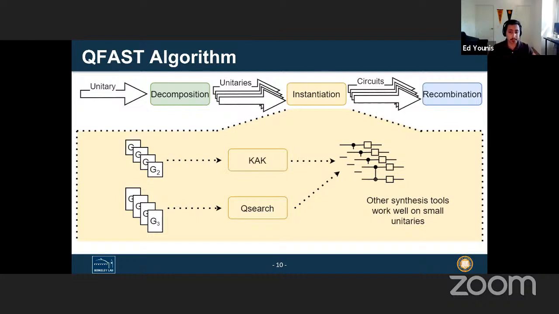This is really cool for a few reasons. One, it makes QFAST composable. We can plug in different tools at this level and gain the properties of those tools. For example, CAC works really, really quickly, and QSearch produces really short circuits for 3-qubit unitaries. So these are things to think about when we plug in instantiation tools here. And we allow these tools to scale to larger sizes by pairing it with QFAST decomposition.